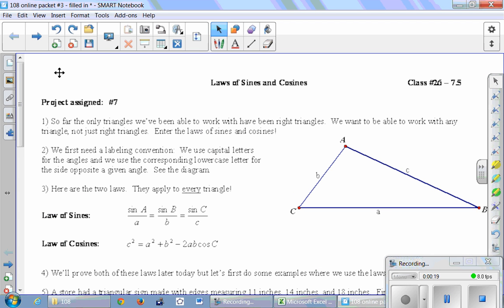Let's go ahead and start here with the notes. So far, the only triangles we've been able to work with have been right triangles. We want to be able to work with any triangle, not just right triangles. Enter the laws of sines and cosines.